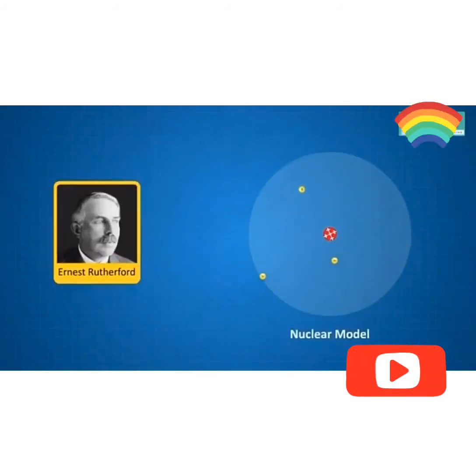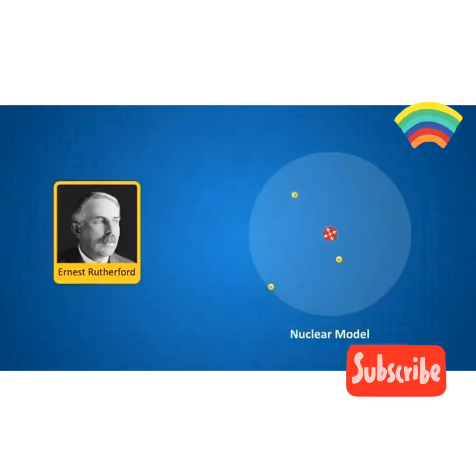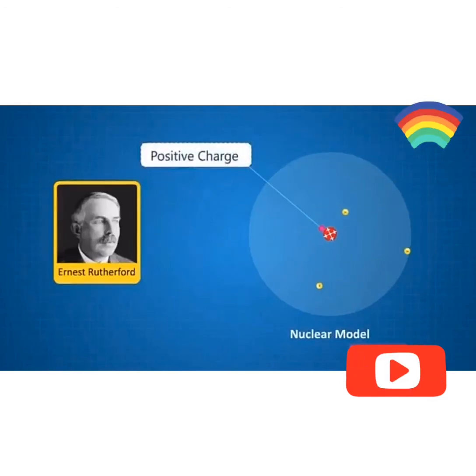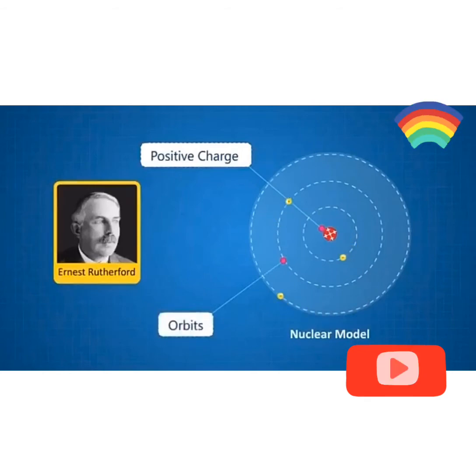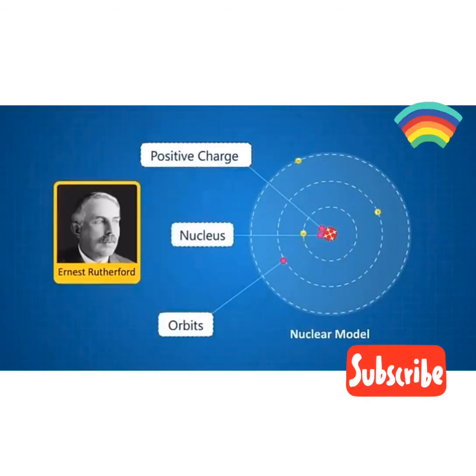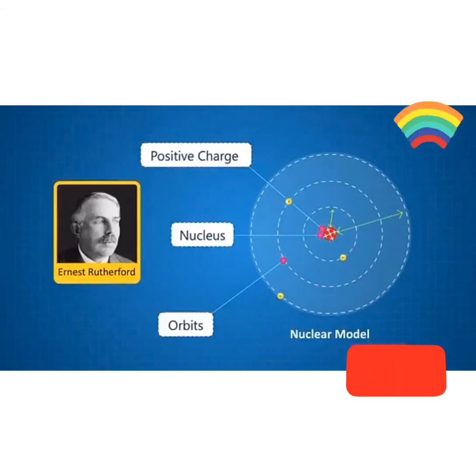In this model, he explained that the majority of the atom's mass is concentrated at the center of the atom, holding positive charge, while the electrons float around it in well-defined circular orbits. He called the positively charged center the nucleus. He explained that the space between the nucleus and the electrons was huge in proportion to their size.